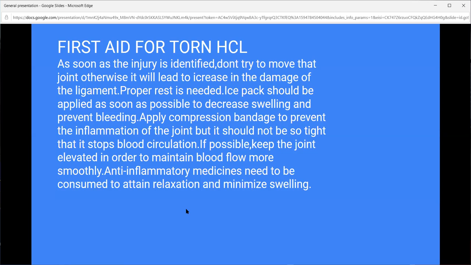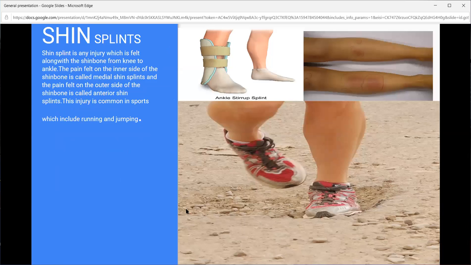If possible, keep the joint elevated in order to maintain blood flow more smoothly, basically in line with the heart, so the blood flow is smoother and easier. Anti-inflammatory medicines need to be consumed to attain relaxation and minimize swelling. So in a torn ACL, inflammation of the joint is very common. These medicines are prescribed by the doctors. So this is the third kind of injury.